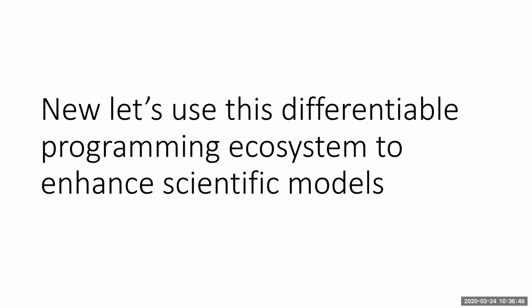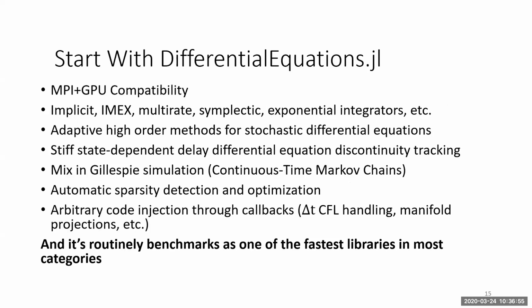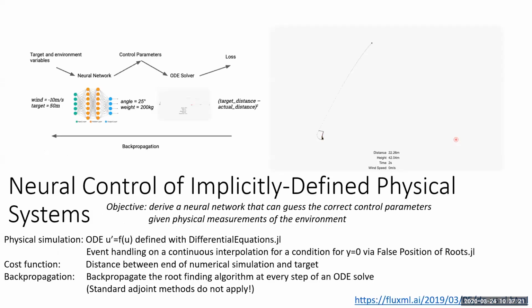What I wanted to show is how you can use this differentiable programming ecosystem to enhance scientific models. We can start by taking this differential equation solver library, right? It has MPI and GPU capabilities. It has implicit methods with IMEX symplectic integrators, exponential integrators, adaptive high order stochastic differential equation solvers, and delay differential equations. It has this whole set of features that we would never want to rewrite, right? Can we just take this and utilize it as part of our backpropagation? One application of this is neural control of an implicitly defined physical system. In this case, we define an ODE, which we solve with DifferentialEquations.jl.